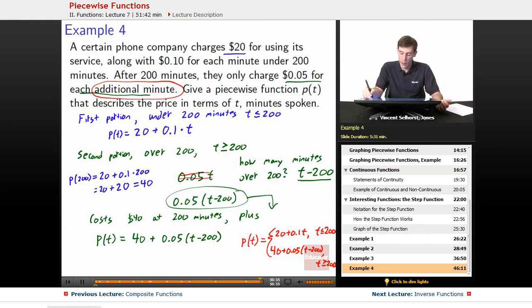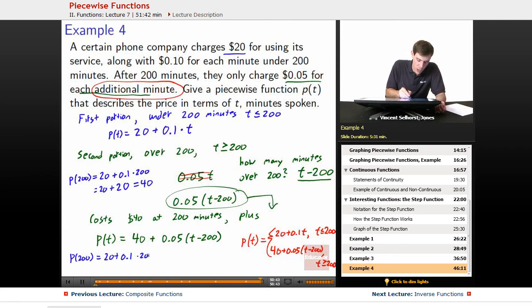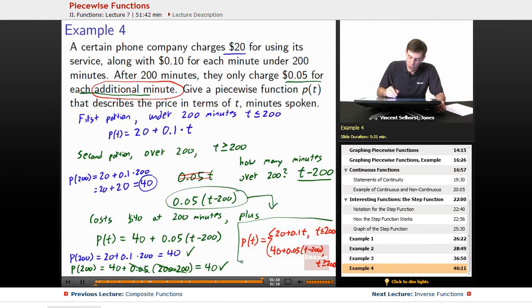So we can check this, and we can check and make sure that indeed P of 200 is equal to 20 plus 0.1 times 200. We already did this before. It was $40. And let's check and make sure that the second portion, P of 200, would it agree? 40 plus 0.05 times the minutes over 200. So that's 200 minus 200. Hey, that's just 0, so that cancels out the 0.05, so we get 40. So those two things check. And our function, price with respect to time, makes perfect sense.